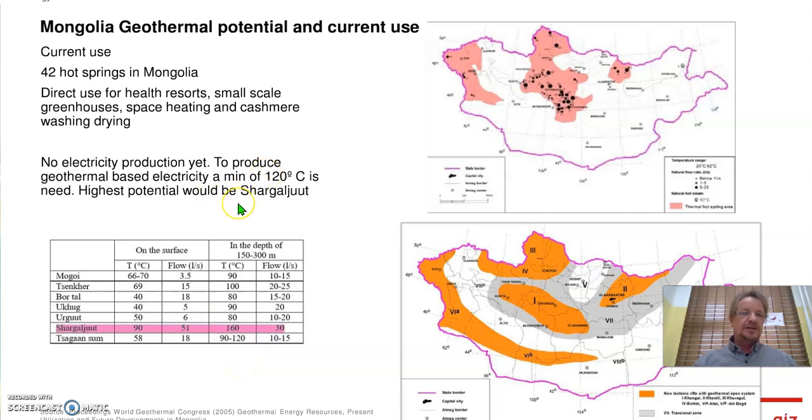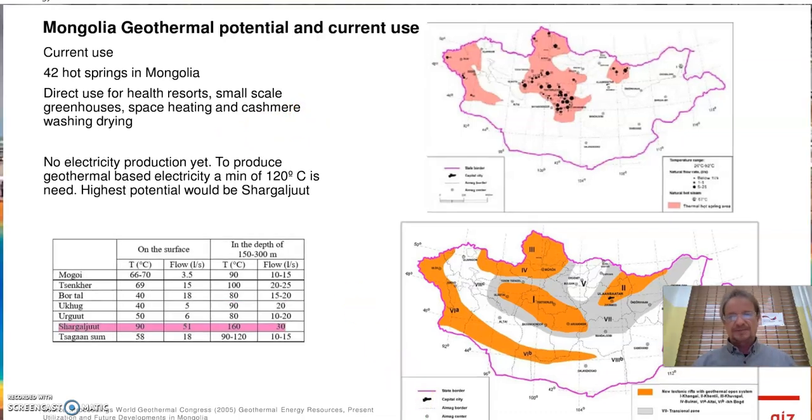So as I mentioned here, we have 42 hot springs, and their direct use is actually for health resorts, for bathing, small-scale greenhouses, even to grow vegetables in the wintertime, and space heating. And I'm not sure if this is already the practice for washing and drying cashmere wool. I think it's proposed to do that.